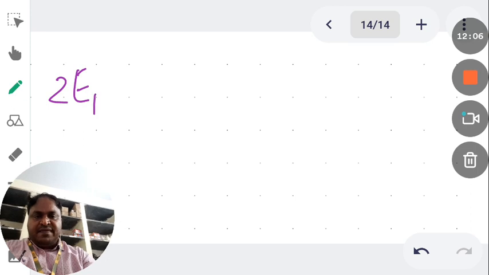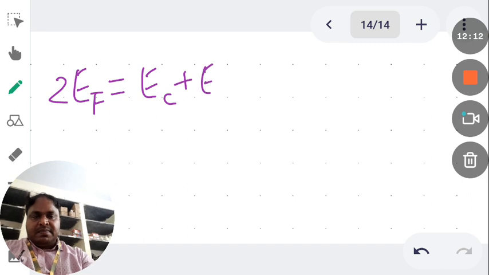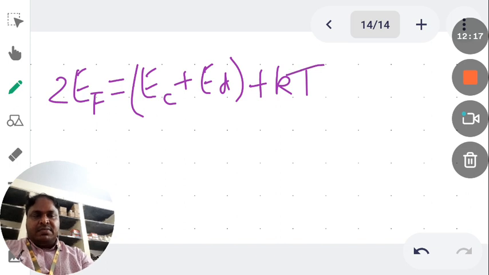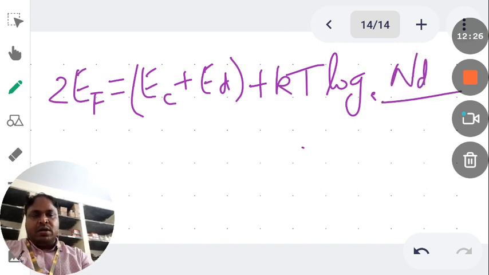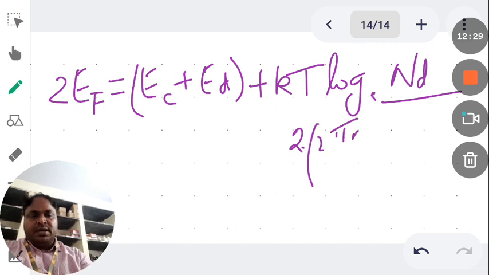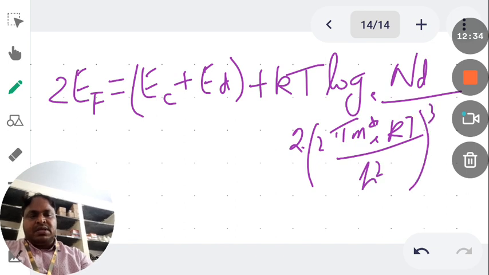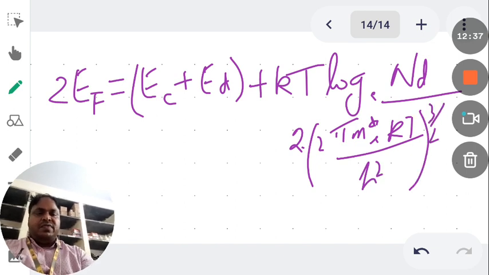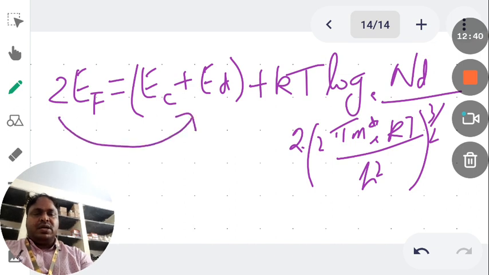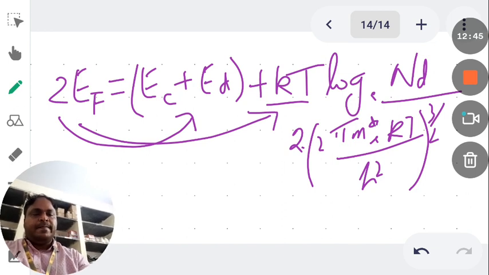So 2EF is equal to EC plus ED. Okay, then I said we have to bring the KT term this side. So KT into log exponential ND divided by the whole 2 into 2 pi me star KT by h square power 3 by 2. So now we are going to bring this 2 over here and also over here. Okay, so let's go to the next slide.